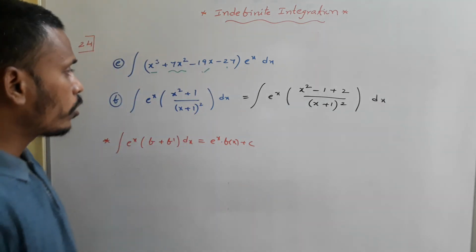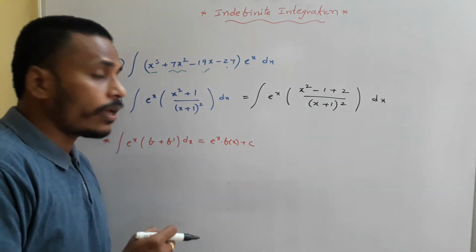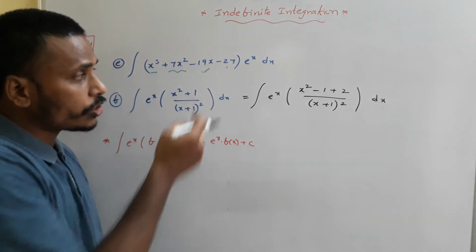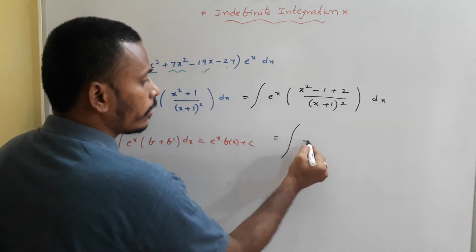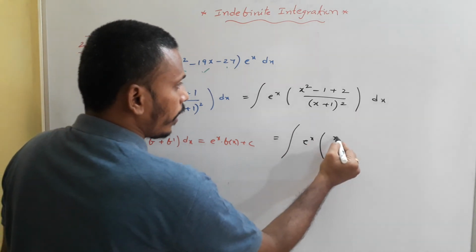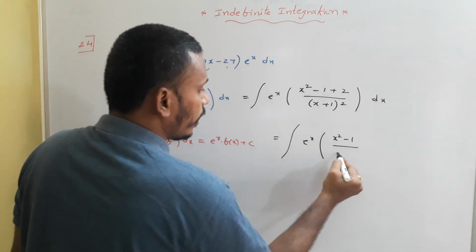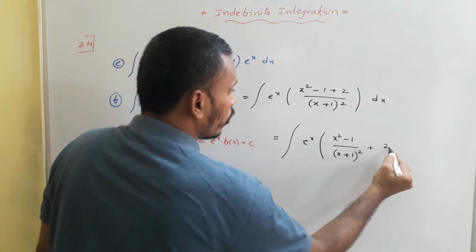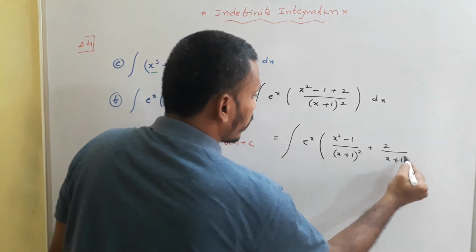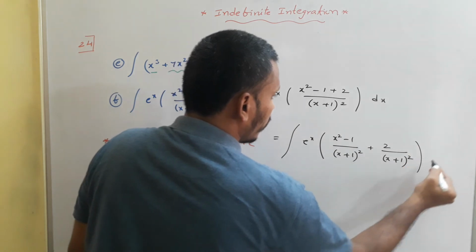Denominator is x plus 1 whole square, whereas the numerator is x square plus 1. You just write that as minus 1 plus 2. So this is equal to the integral of e power x into x square minus 1 divided by x plus 1 whole square plus 2 divided by x plus 1 whole square dx.